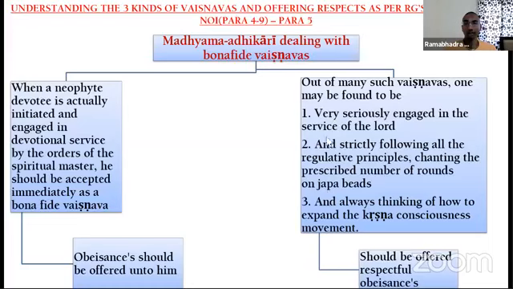Three are there, but four it is actually. Very seriously engaged in the Lord's service, strictly following the regulative principles, chanting the prescribed number of rounds, and always spreading the Krishna conscious movement. So he should be offered respectful obeisances. So this is how, when we study Prabhupada's purports, we should very scrutinizingly study and understand. Okay, there are two questions.